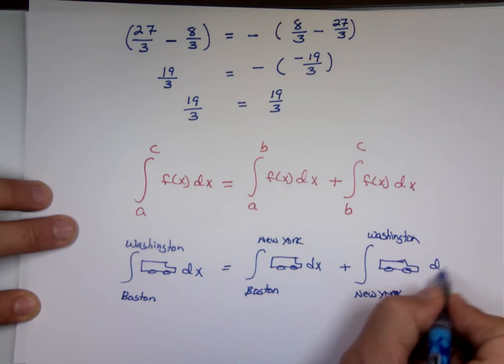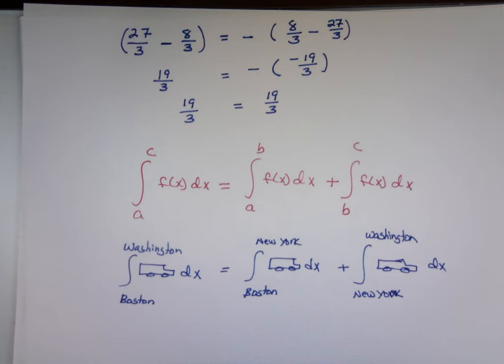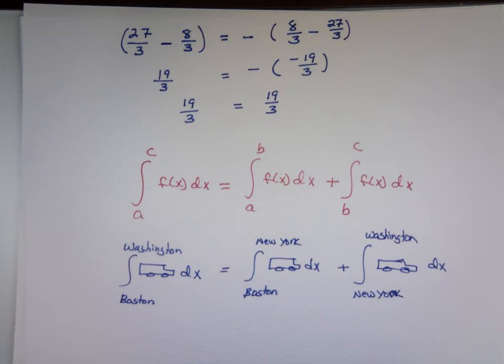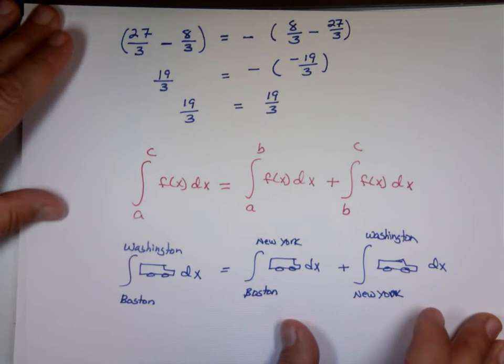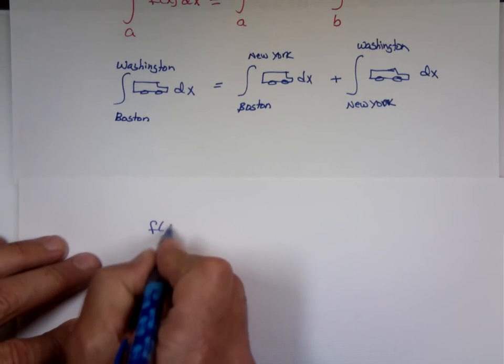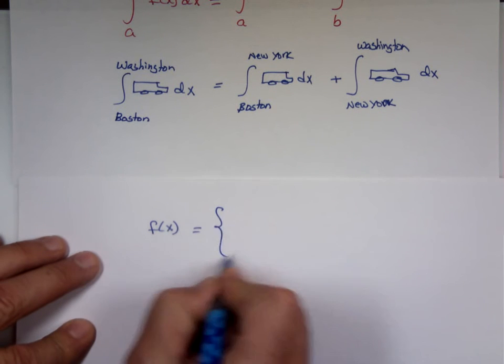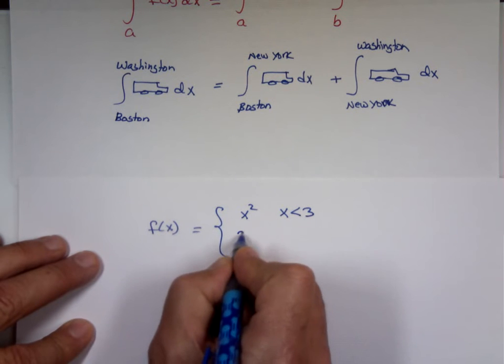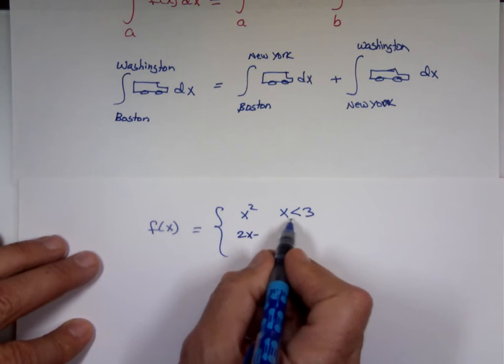So that's really what we're doing. We're saying, okay, I want to integrate from A to C, but maybe my function changes. So I can go from A to B, change bus there, change the function, and go from B to C. Now, where are you going to use that? If you have a piecewise function, f of x equals x squared for x less than 3, and 2x minus 5, well, when x is 3, that's what, 9?